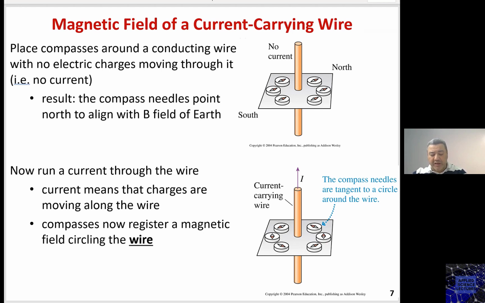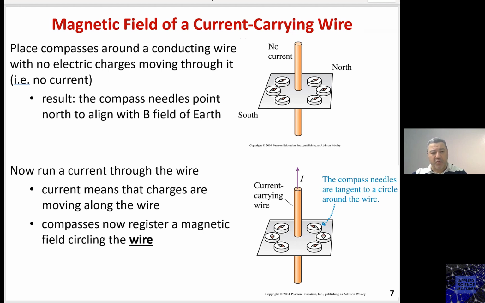Now let's look at the magnetic field that this wire is going to generate in case I have a wire and then I run a current, a DC current, in that wire. What's going to happen? What is this wire going to do? So let's do this experiment.